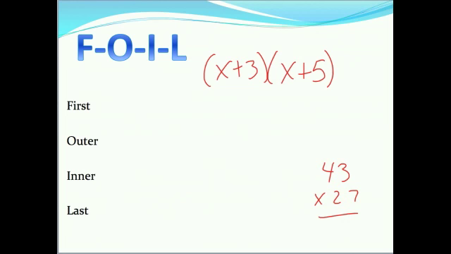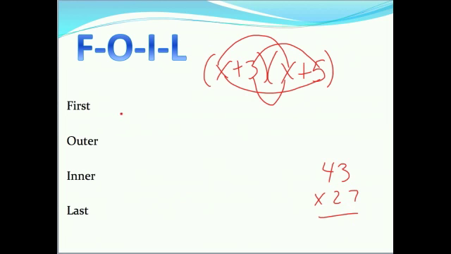If we're talking about first, outer, inner, and last, I'm talking about these. These are my first terms. These are my outer terms. These are my inner terms. And these are my last terms. Okay, you're going to multiply each one, kind of like when you did 43 times 27. You went 7 times 3, 7 times 4. Then you put a place value, but then 2 times 3, 2 times 4. You're going to do the same thing here. You're going to take it piece by piece.